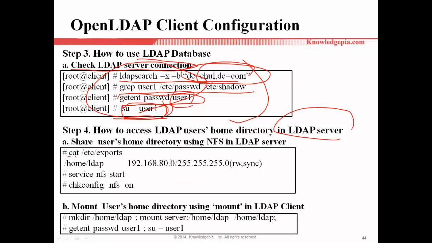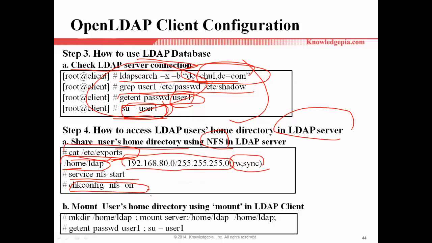So first, using NFS, in the LDAP server, we need to share the users' home directory. In the file /etc/exports, /home/ldap is the sharing directory, and this is the client. So this network address will access the directory using this option. And after that, start the NFS service and register this service to each run level.